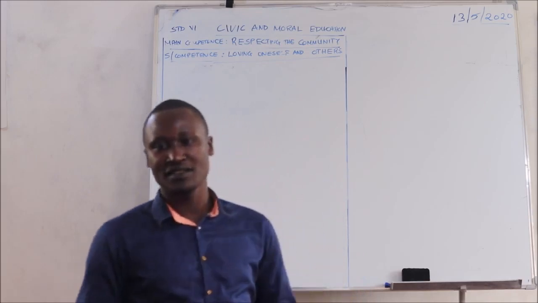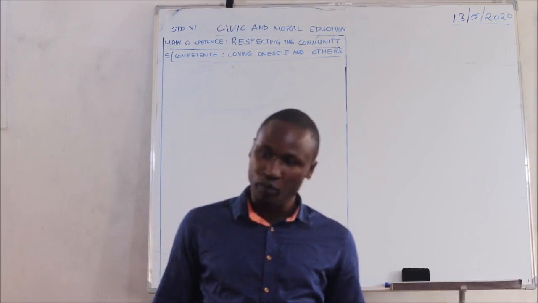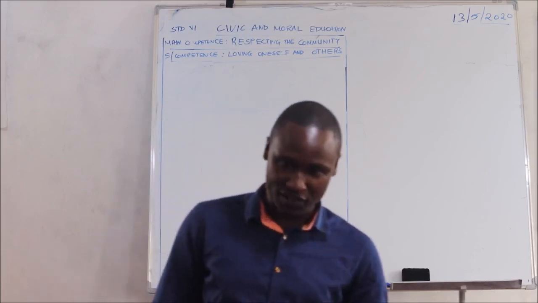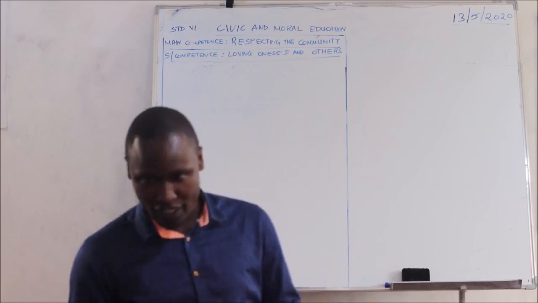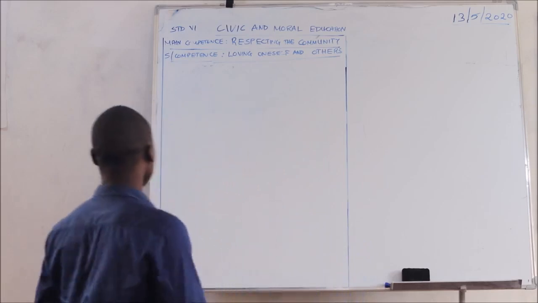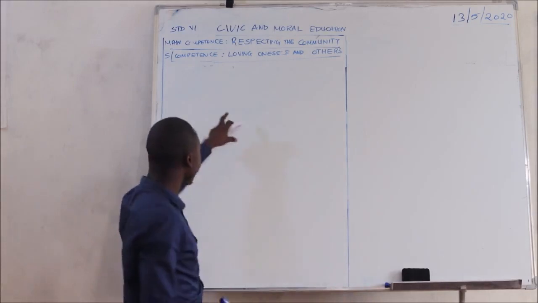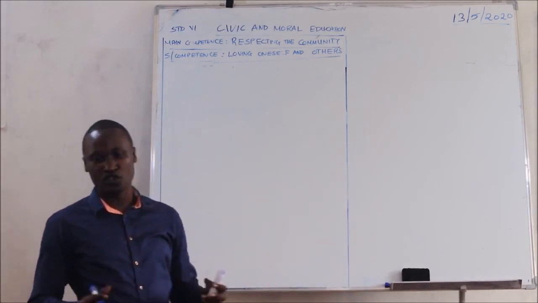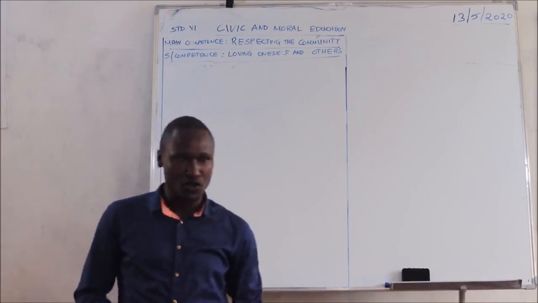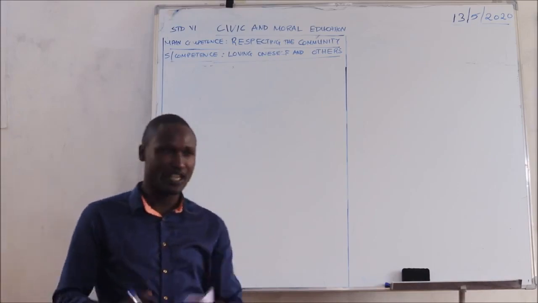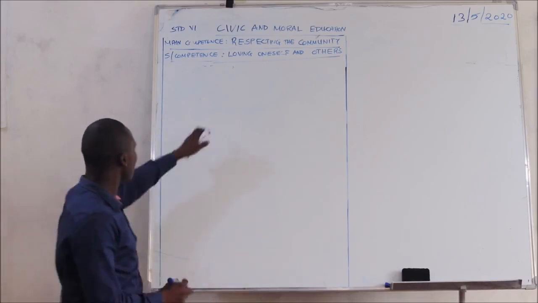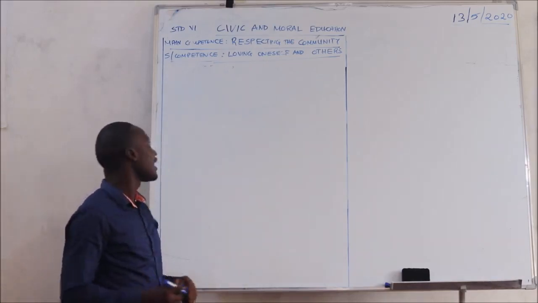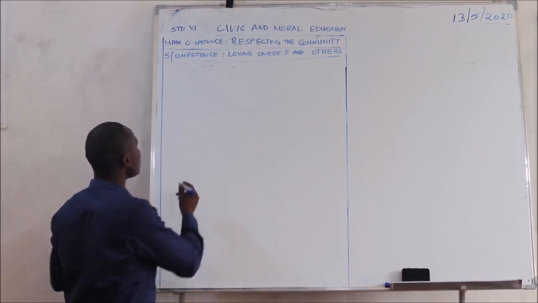Now, within this specific competence, there are so many sections that we all need to pass through, so make sure you pay attention. Loving oneself and others. You know that in our community, in our society where we are living, we need to show love, we need to show care for each other. Within this specific competence, there are many sections.